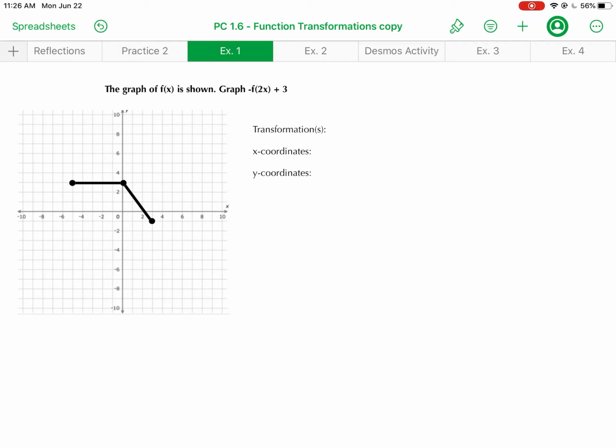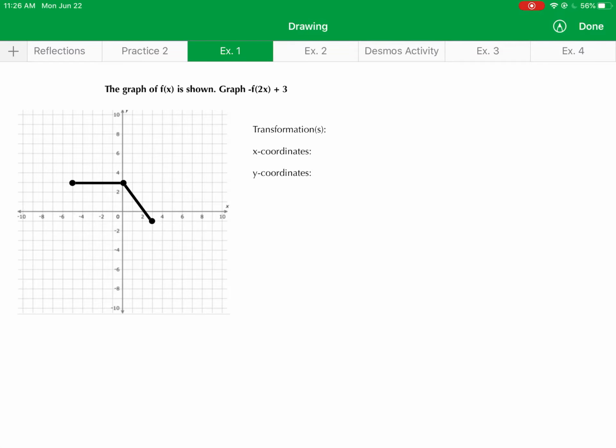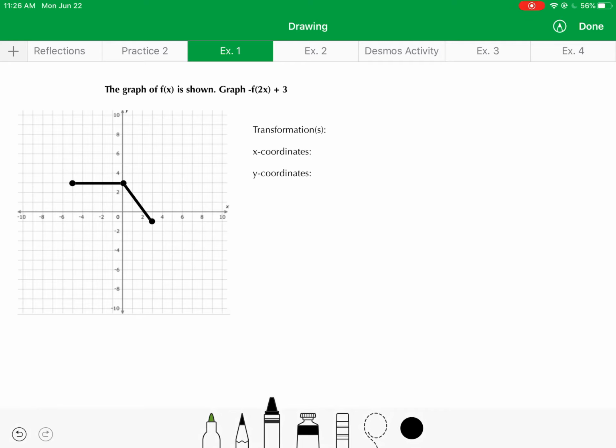In this example, we're given the graph of f of x. We're going to consider this to be the parent function for f, and we are asked to graph the negative of f of 2x plus 3 using our transformation rules. All right, so first thing I'm going to do is make a column to list out the points for the original parent function. Notice it's being defined by 3 critical points here. So I'll list them from left to right. They're (-5, 3), (0, 3), and (3, -1).